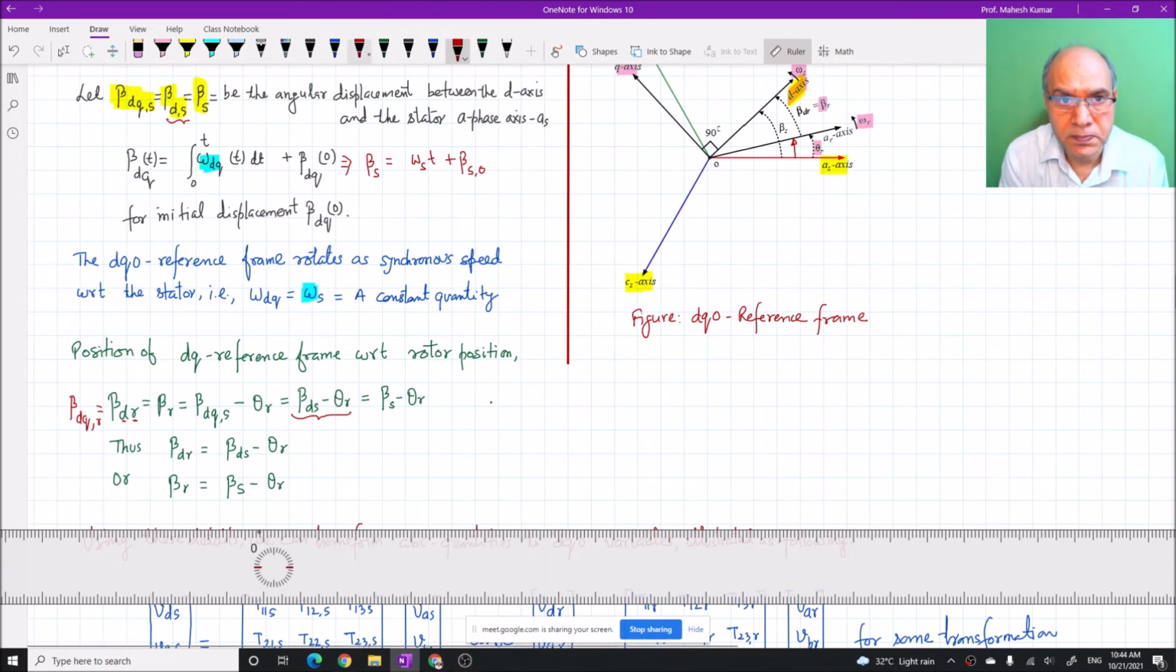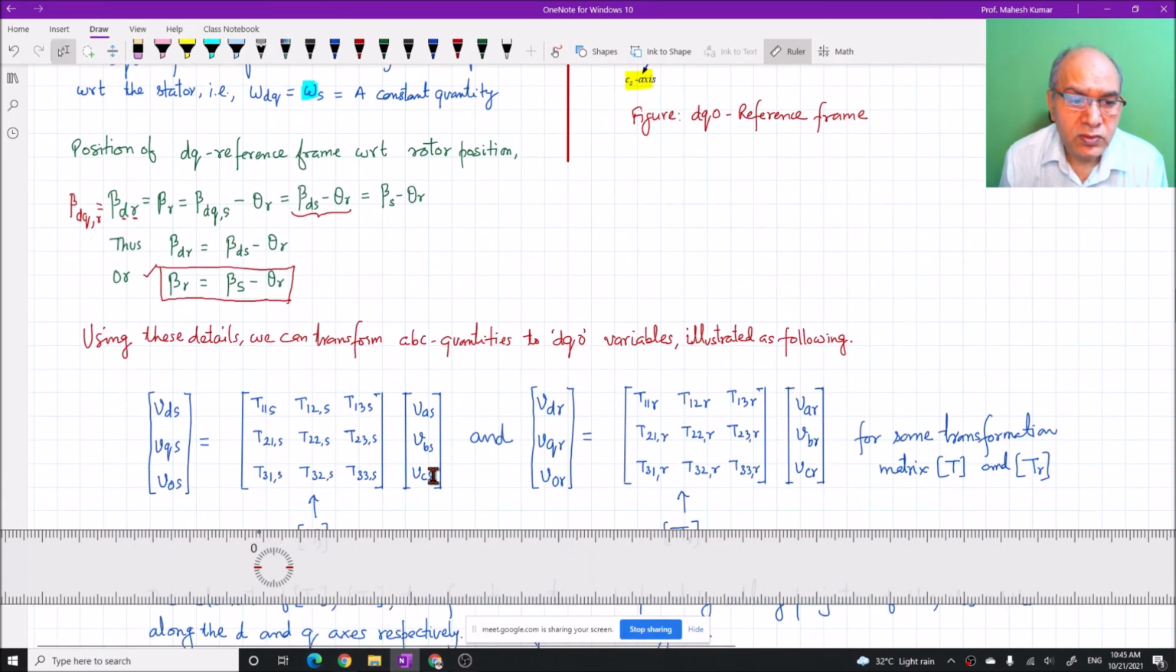This is the relationship between the position of the rotor with respect to stator. Once you know the relationship between beta s and beta r, we can go further to analyze the dq axis quantities.